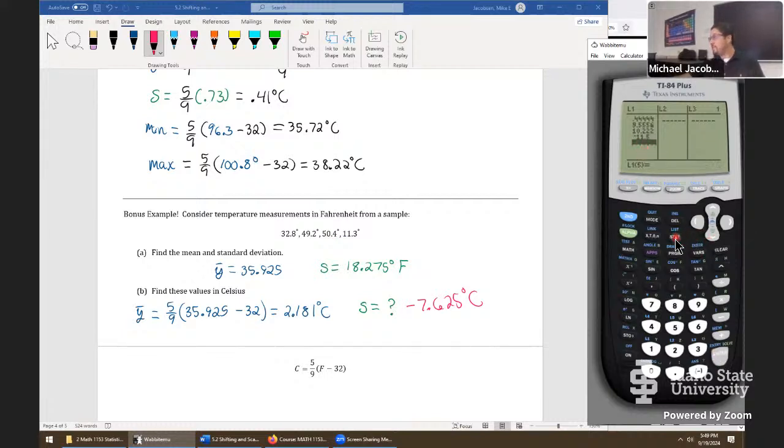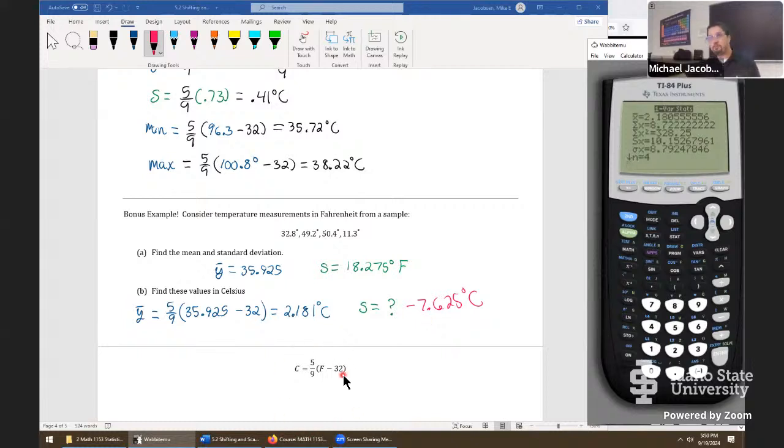So now let's go to the stat key. Let's go to calculate, one variable statistics, and see what we get out. Our sample mean is 2.181 upon rounding, same as that one. So we got the mean right. And look at our standard deviation, 10.1526. That's not only off, it's way off. That is extremely bonkers in a way, isn't it?